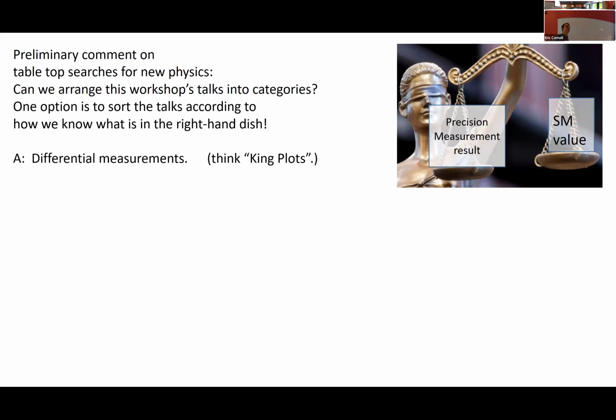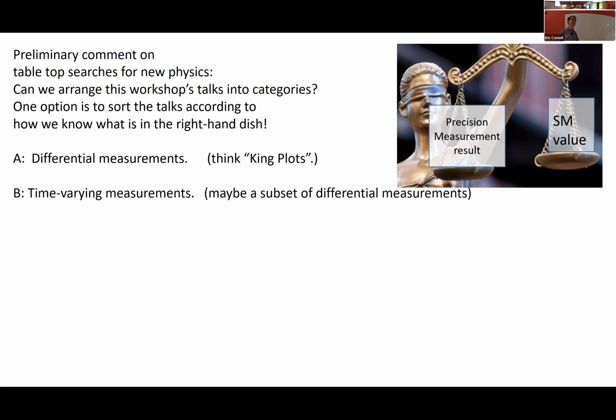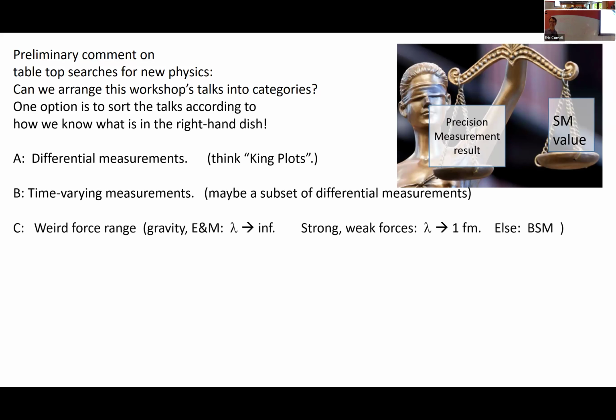So one thing is differential measurements. Think of the king plots we've already heard from. If you do a differential measurement, maybe most of the standard model contribution will subtract out. Time varying measurements are actually a sort of differential measurement. Let's measure something today and compare it with what we measured yesterday. The difference is also a differential measurement, isn't it? And hopefully in the standard model, these things don't change. And so there's a way of getting at it.